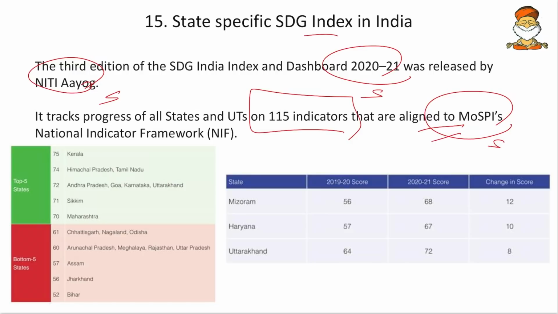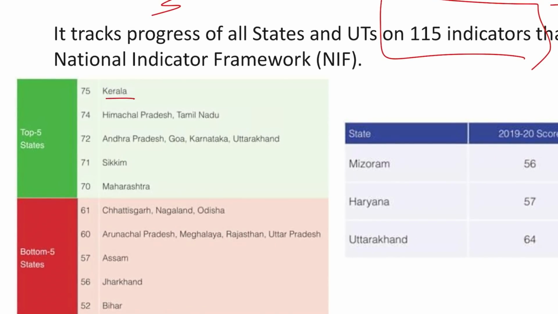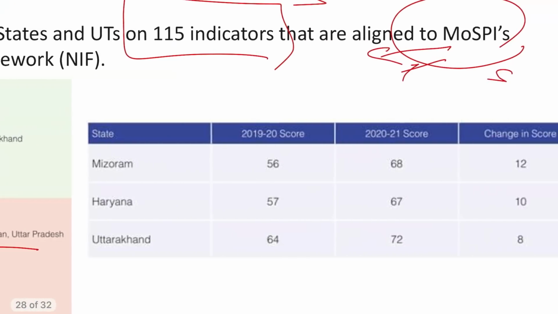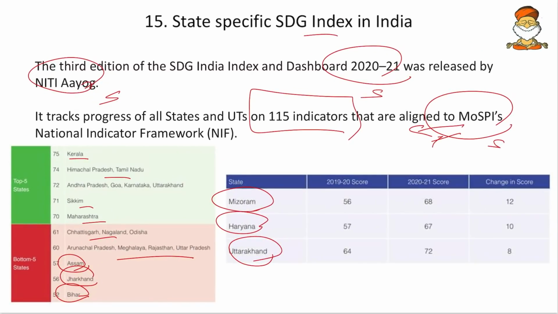So what are the targets that are being set? They are being set under the National Indicator Framework under the Ministry of Statistics and Program Implementation. Now coming to the performance. Kerala ranks 1, then Himachal Pradesh, Andhra Pradesh, Sikkim and Maharashtra. So top 5 and the bottom 5. It starts from Bihar, Jharkhand, Assam, Arunachal Pradesh and Meghalaya, Rajasthan and Chhattisgarh. And the fast improving states are Mizoram first, then Haryana and then Uttarakhand. So here we have to remember Kerala, Bihar, and Mizoram, Haryana, Uttarakhand. All these we will remember.